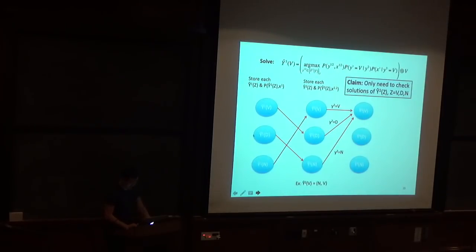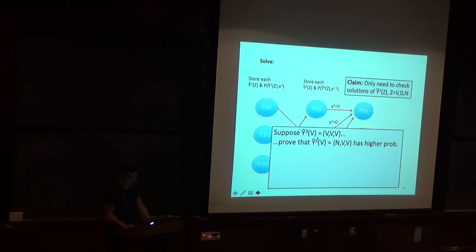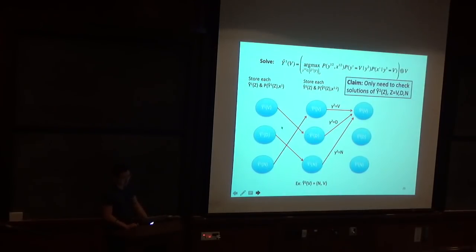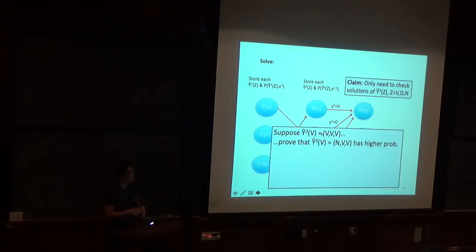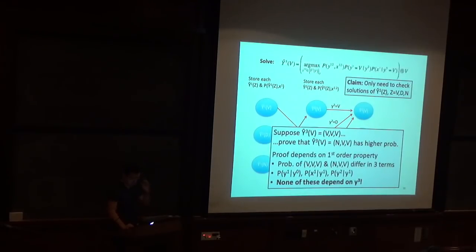So in particular, we have excluded verb as a possible solution. The only solutions that we're going to consider are noun, verb, determiner, verb, and determiner, noun, verb. Those are the only 3 solutions we're going to consider. We've excluded everything else. In particular, suppose that verb was the optimal solution, and somehow this algorithm was wrong. So this is a proof by contradiction. Well, suppose that this had higher probability.